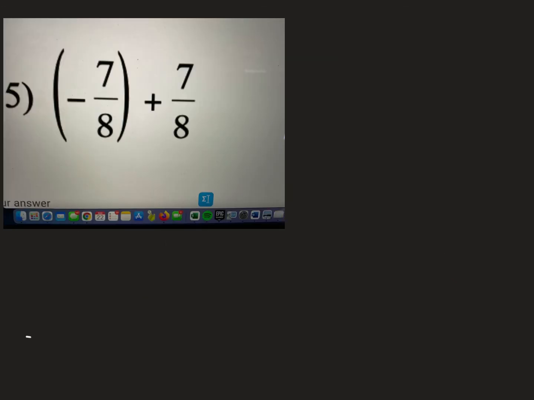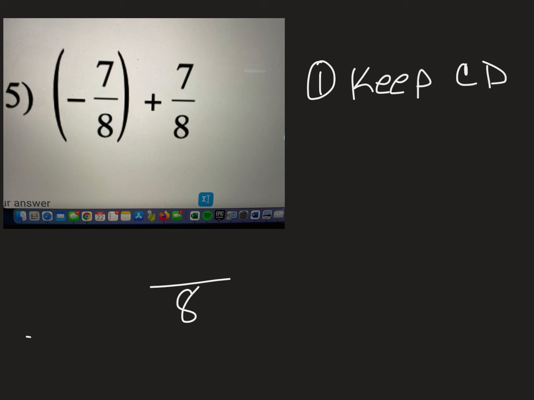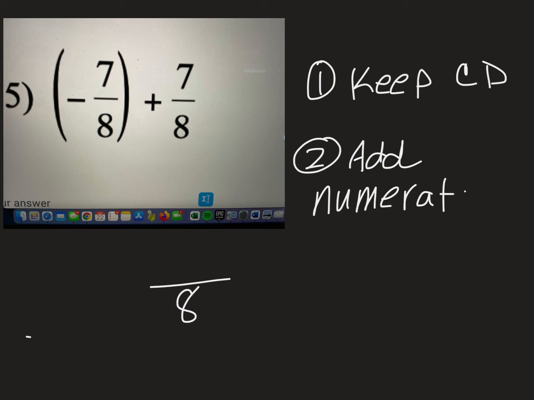All right, last but not least, we're going to keep that common denominator, and that common denominator in this case is going to be 8. Step 2, we need to add those numerators. So that would be negative 7 plus 7, which is equal to 0.